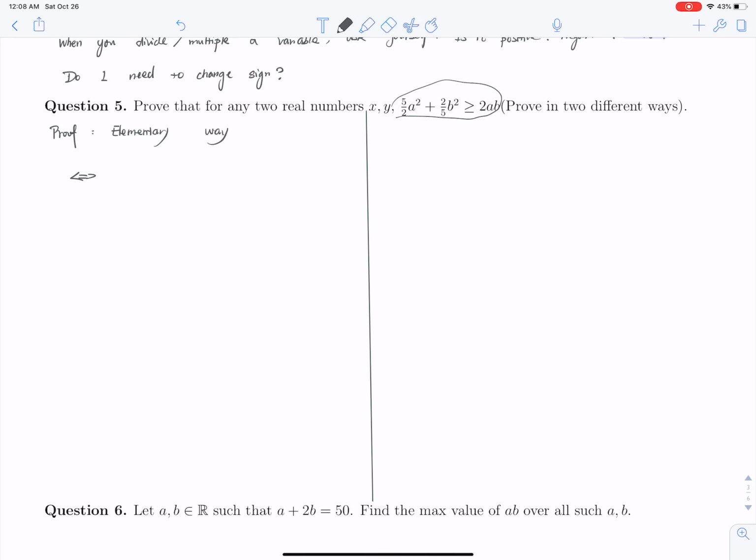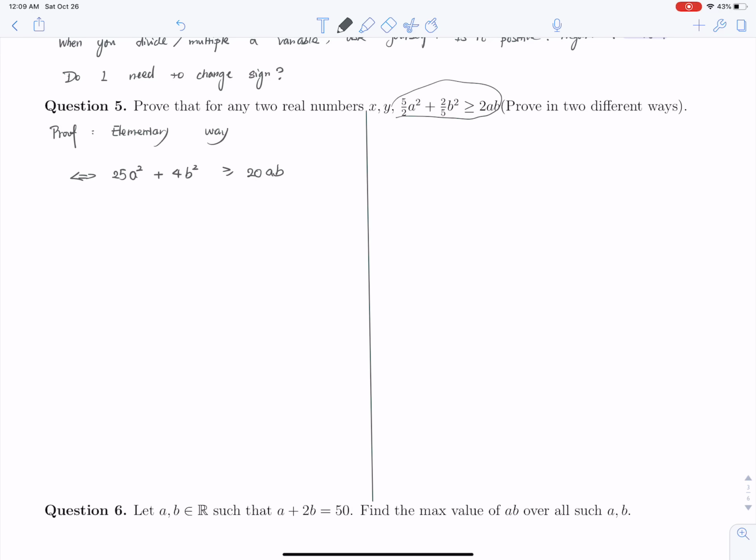So when I look at this, I see fractions, and I don't like fractions. So I'm gonna get rid of fractions first. I'm gonna times 10 on both sides, because 10 is a positive number, so I can do that without switching signs. I'll get 25a squared plus 4b squared is greater than or equal to 20ab. Alright, that's our first step.